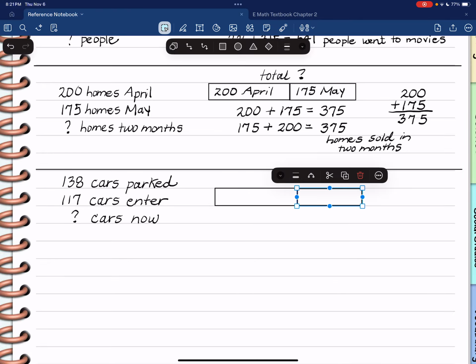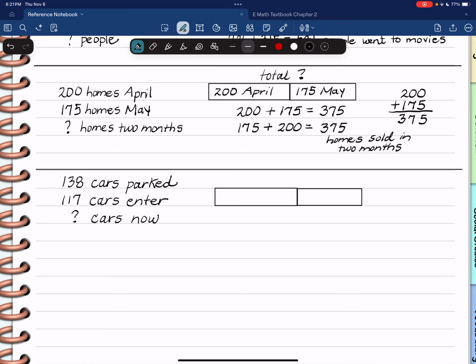And just that act of putting them together gives me a clue as to the type of math it is. Putting things together is either adding or multiplying. And since we have two different numbers, it's going to be add. So that's the number of cars that enter. We're looking for the total number of cars now. So our equation will be 138 plus 117 equals some amount.